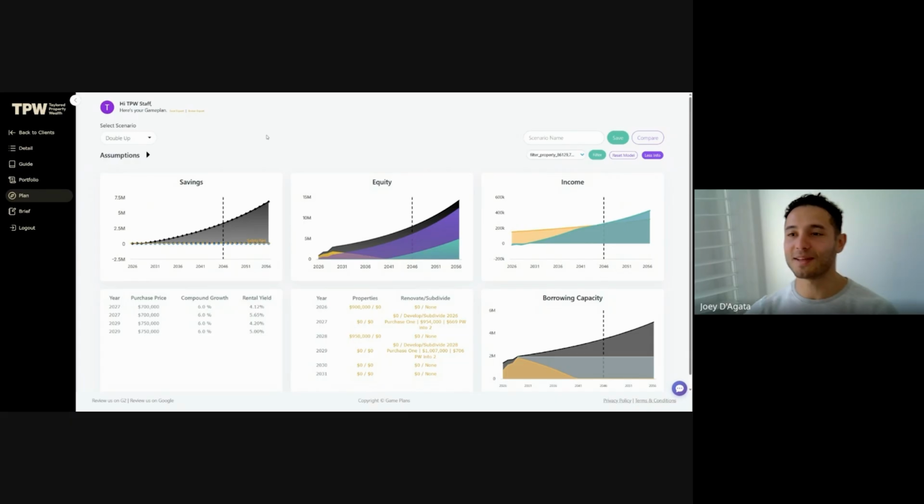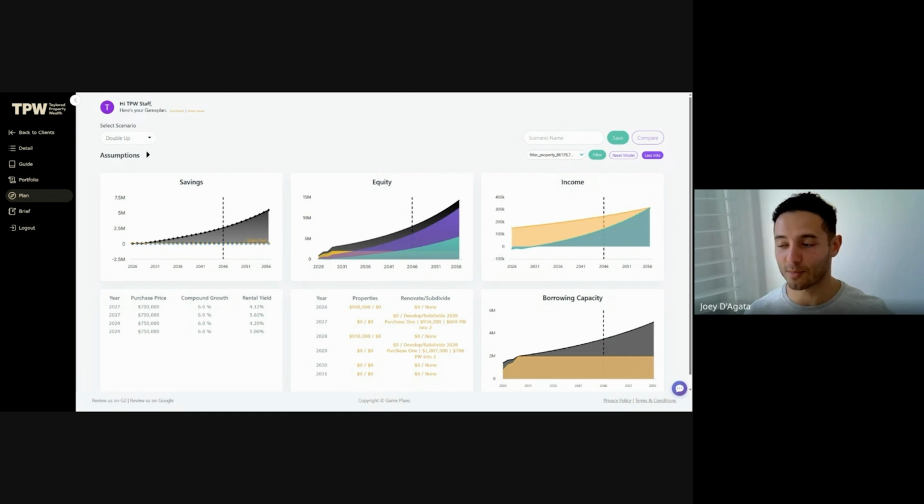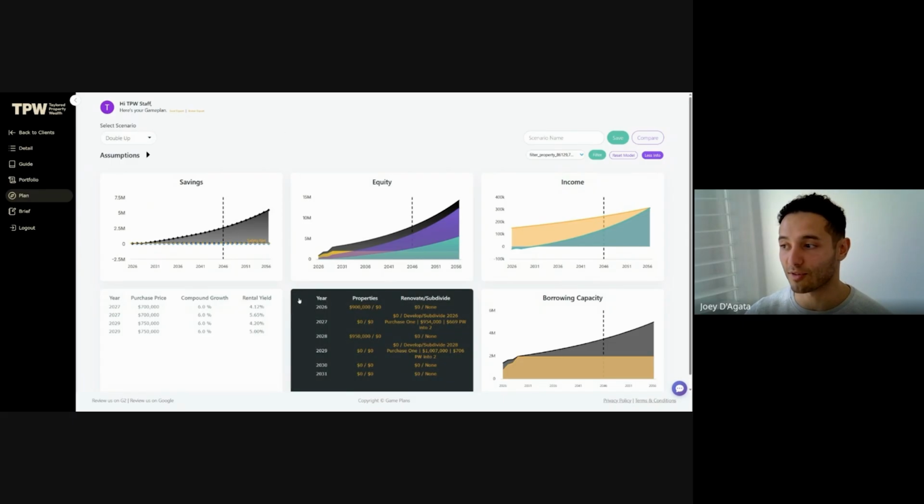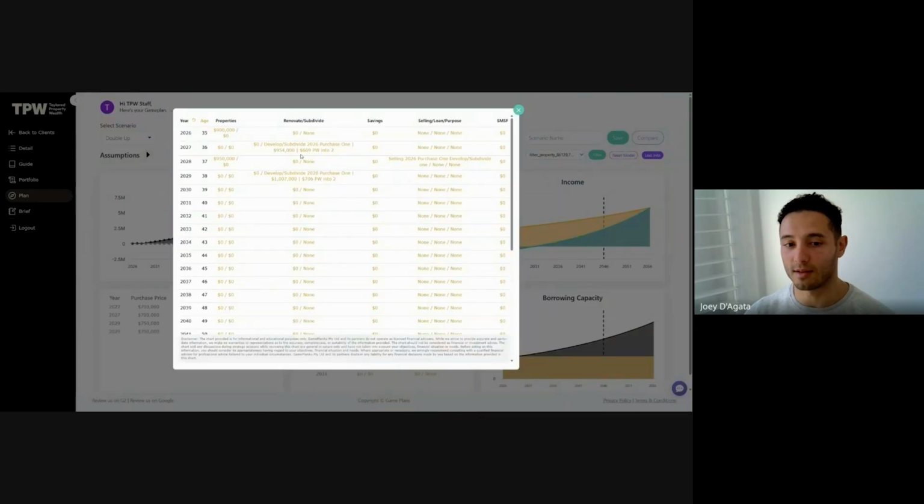So we're now jumping into our double up scenario. It's the exact same as strategy number one that we've looked at. So we spoke about buying a site for 900,000 for a $500,000 spend. We then put a secondary dwelling in on the rear that was valued at around 900,000. We've now got two properties in the portfolio.